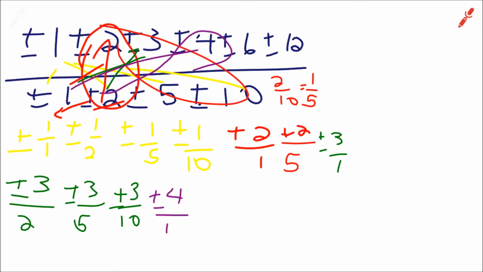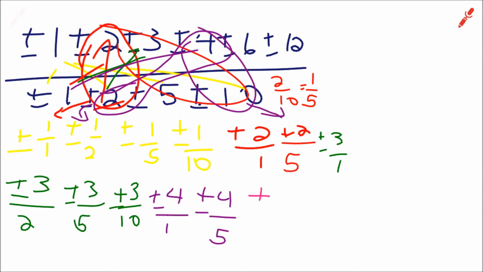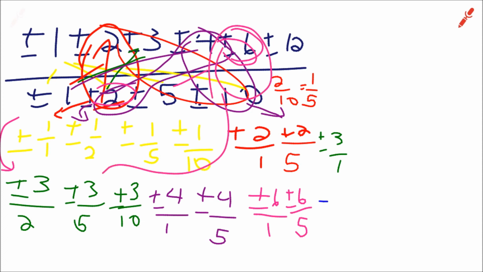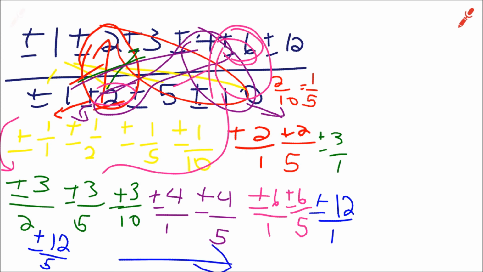Then 4 over 1, you already have. 4 over 2 is 1/2. So move on to 4 over 5. 4 over 10 is 2/5, so 6 over 1. 6 over 5. Then you already have 6 over 10, which is 3/5, so move on to the 12s.